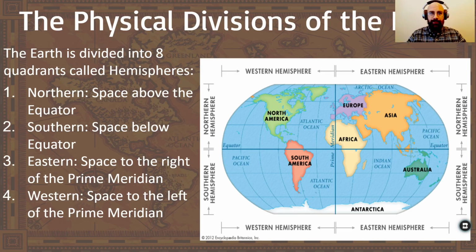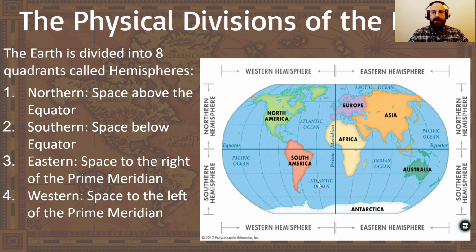And it's fairly simple. We have the northern hemisphere, which is everything north of this line called the equator. This is at 0 degrees latitude. Everything up here north of the equator is the northern hemisphere. Similarly, everything south of the equator is called the southern hemisphere. You guessed it. That's right. Very simple. The southern hemisphere is everything below the equator.